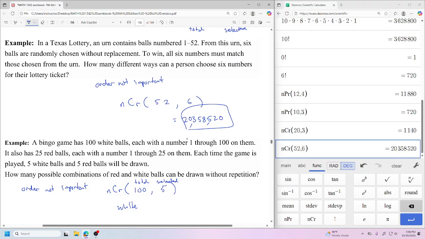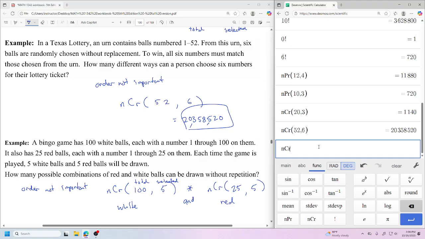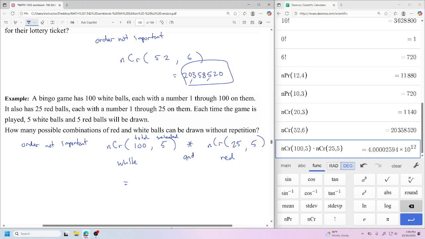Cool. And then I pick the red balls. You see the "and"? "And" means what again? Multiply. Yep. And we got the red balls. What's my total red balls? Cool. And we're selecting 5 again. Calculator, and we're done. Very good. 100, 5. 25, 5. Oh my gosh, look at that number.